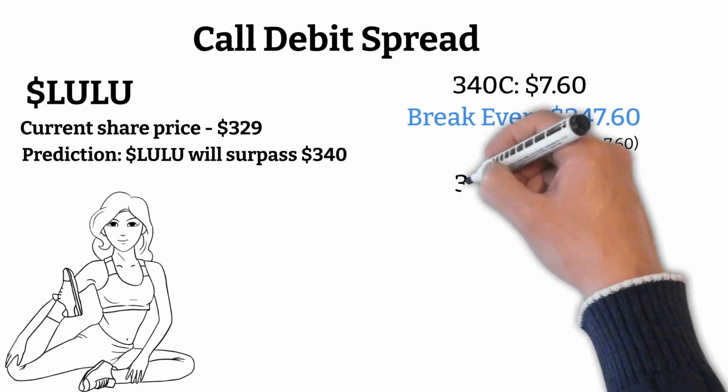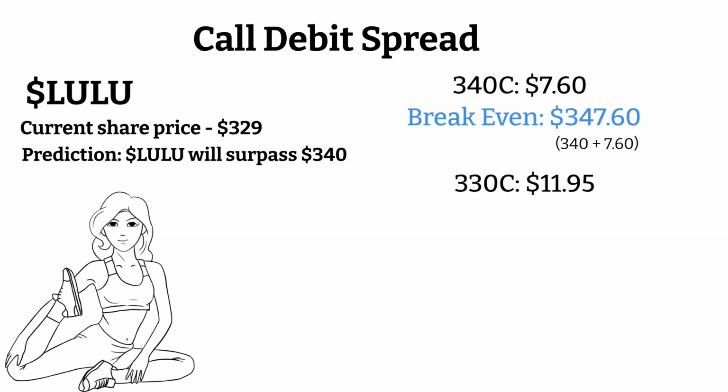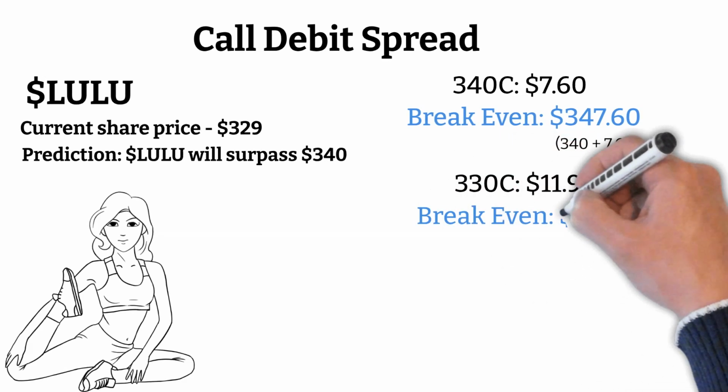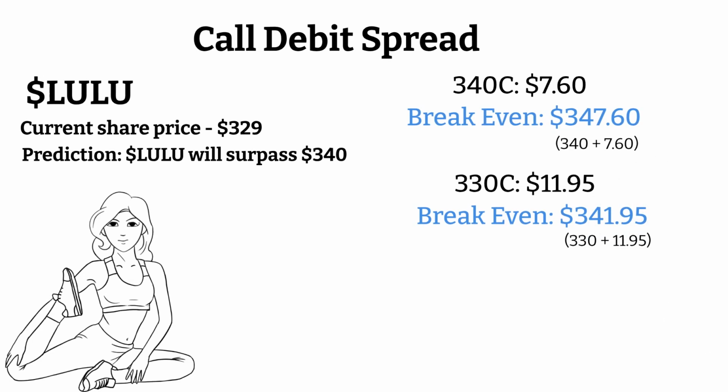If you were more conservative and bought the 30-day at the money 330 call, you would pay $11.95 for that option. Your break-even price is now lower at $341.95, but you have more money at risk for this trade and still need to surpass $341 for significant profit. Rather than buying naked calls, you can set up a call debit spread by buying the at-the-money $330 option and selling the out-the-money $340 option.